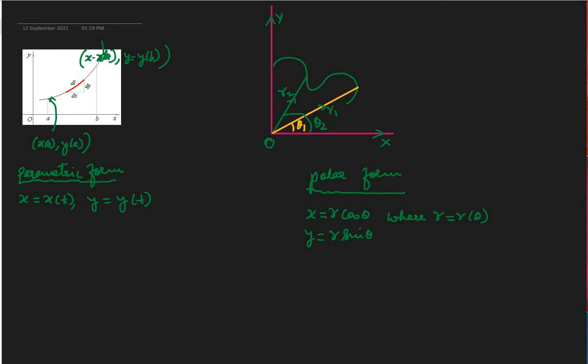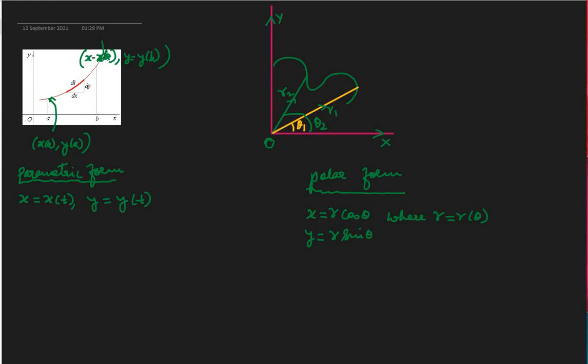Hello student, in this video I am going to derive the equation of the arc length in parametric form and polar form. So first of all, let us take the parametric form. Suppose x is given to be a function of t, x(t), and y is given to be y(t), a function of t, where t is a parameter.